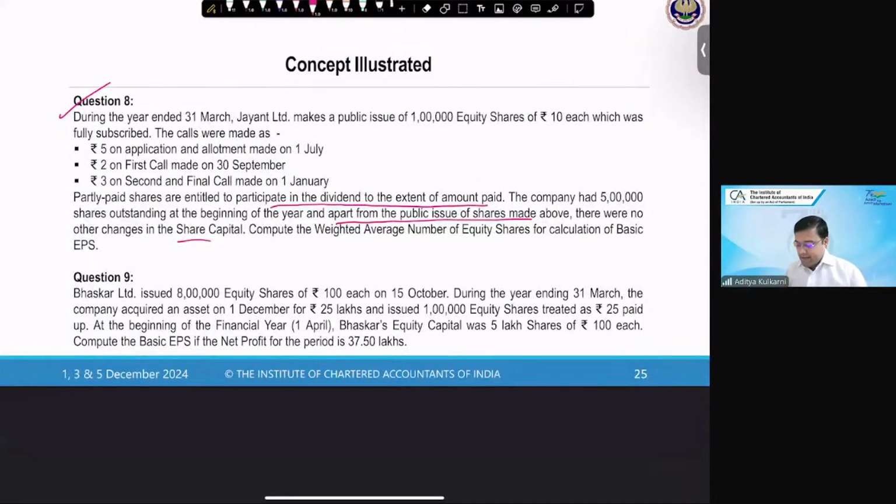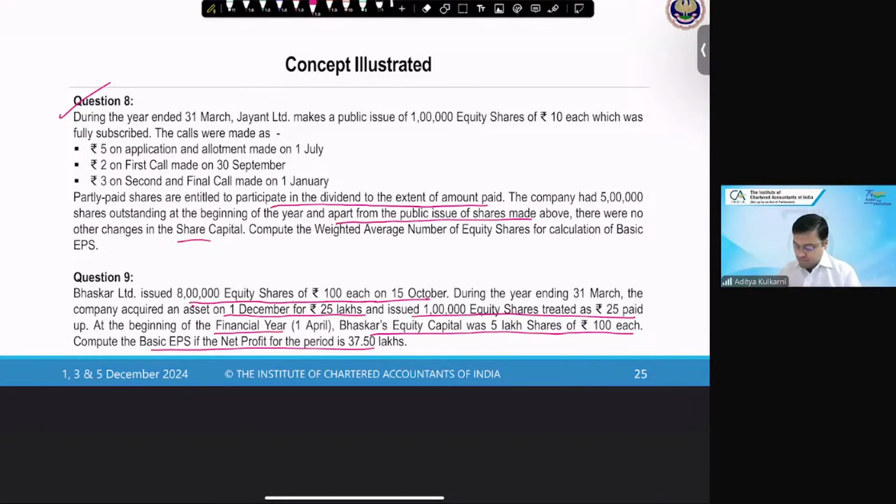Bhaskar issued 8 lakh equity shares of rupees 100 each on 15th October. During the year ending 31st March, the company acquired an asset on 1st December for 25 lakhs and issued 1 lakh equity shares treated as rupees 25 paid up. At the beginning of the financial year, Bhaskar's equity capital was 5 lakh shares of rupees 100 each. Calculate the basic EPS if the net profit for the period is 37.5 lakhs.